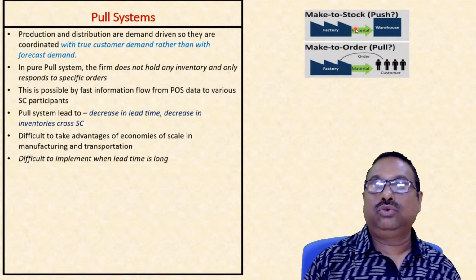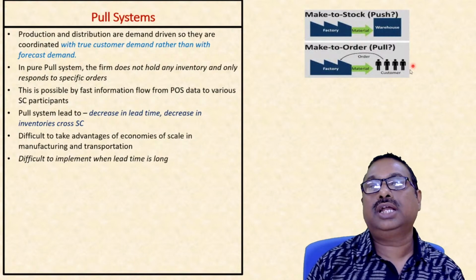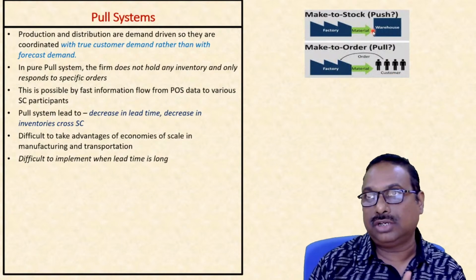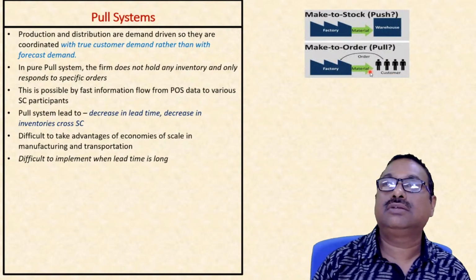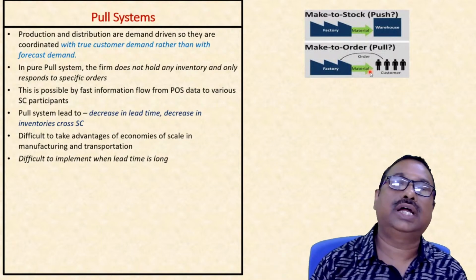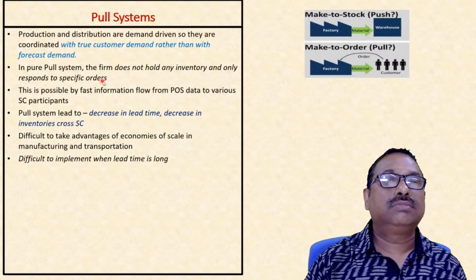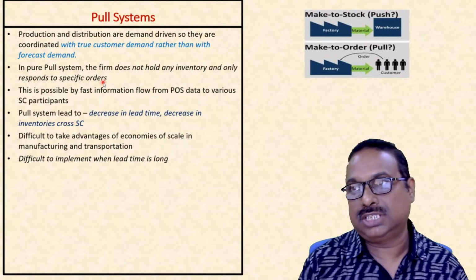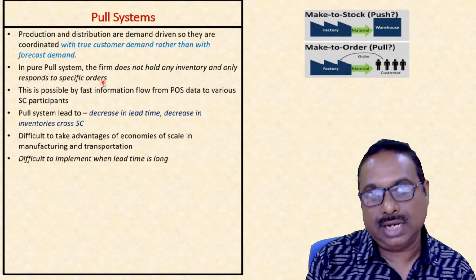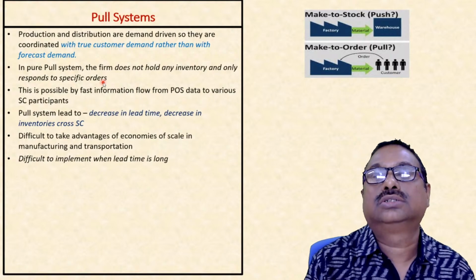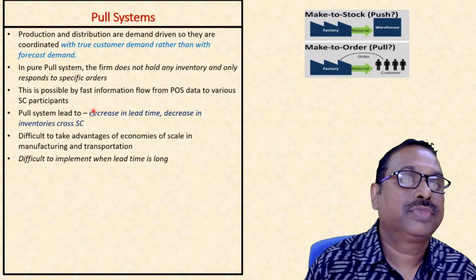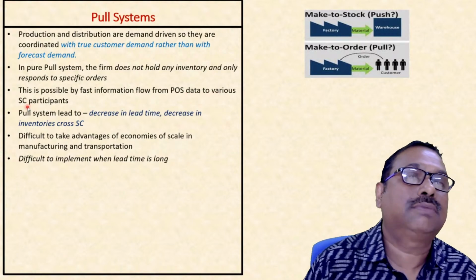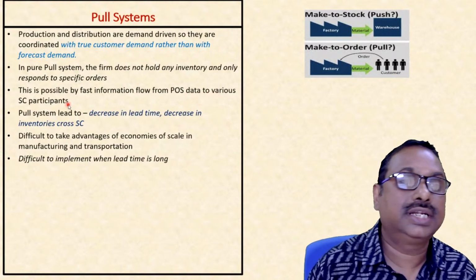So they are coordinated with true customer demand rather than with forecast demand. In push, you forecast the demand, you produce. But here you produce according to the actual customer demand. So in push your inventory is high. Here there is little inventory because you are producing against the order. In a pure pull system, the firm does not hold any inventory and only responds to the specific order. The specific order comes, it procures the material, processes it, then the finished product is distributed to the customer. This is possible by fast information flow from point of sale data to various supply chain participants. We'll see this in the next slides.